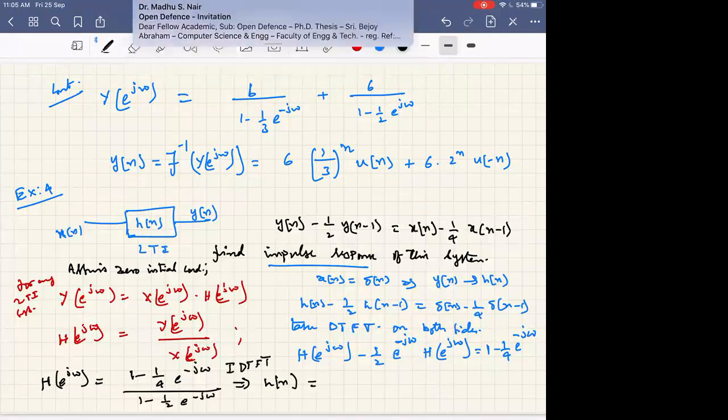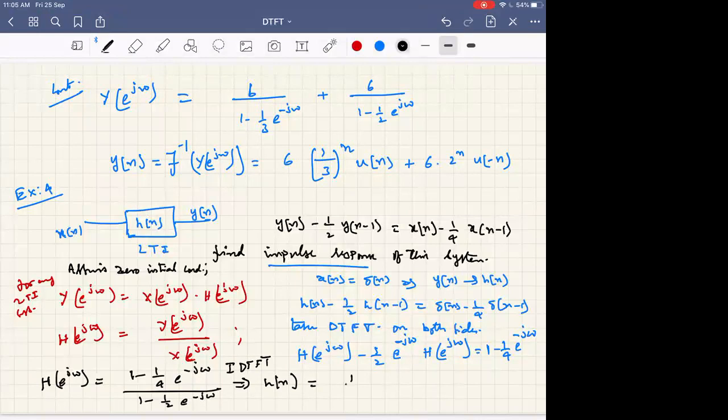I hope all know now: 1 by 2 whole power n u of n, minus 1 by 4 into 1 by 2 whole power n minus 1 u of n minus 1. Why does this n minus 1 come? The delay is there, because of e power minus j omega. I hope this is clear.